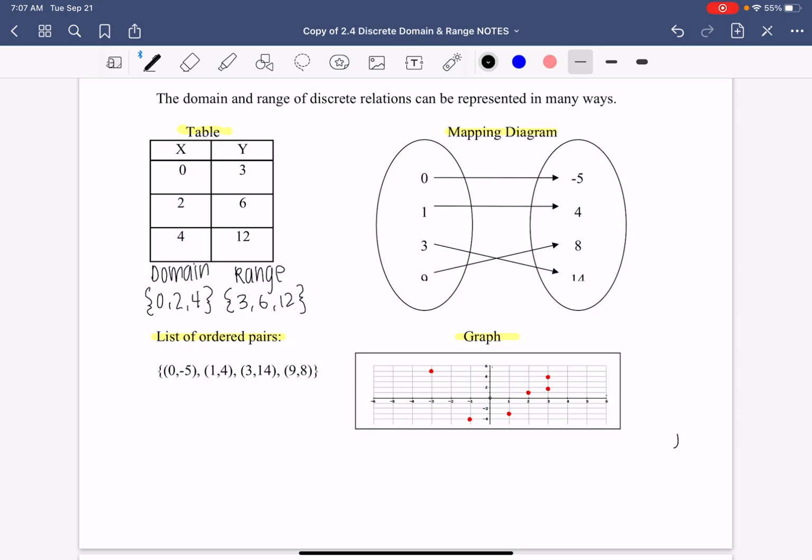In the mapping, your x's are on the left and your y's are on the right, or your inputs on the left, your outputs on the right. This is your domain. This is your range. For your list of ordered pairs, all of your first coordinates are your domain, and all your second coordinates are your range.